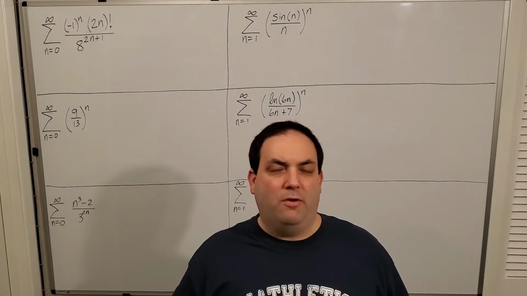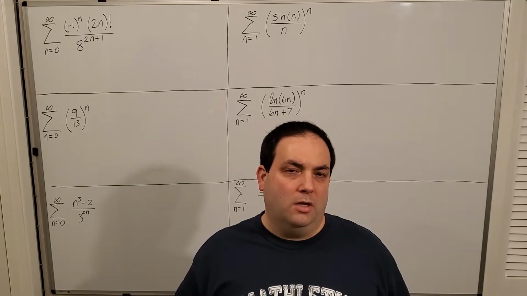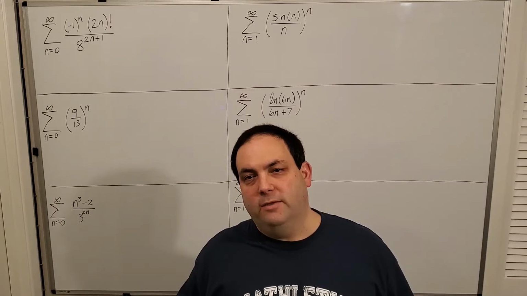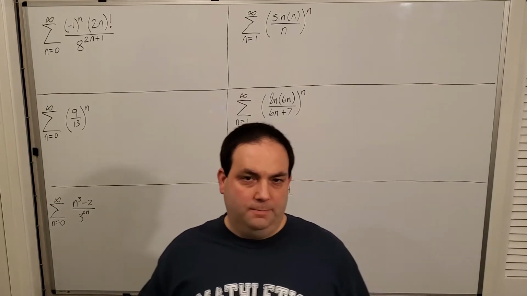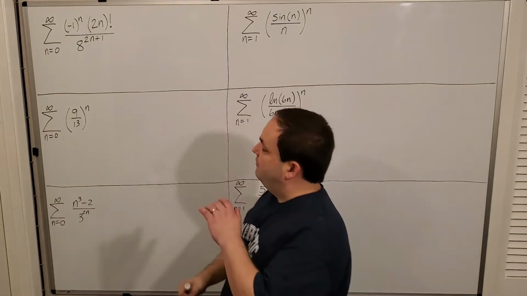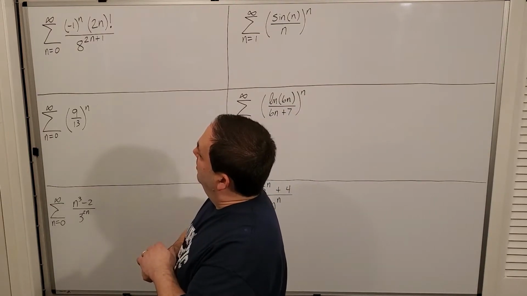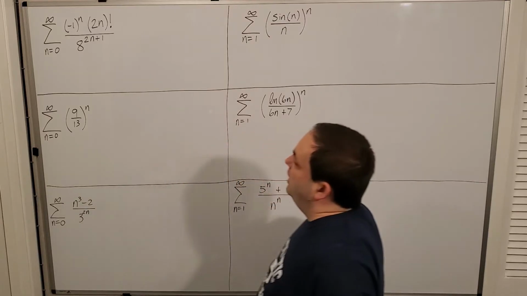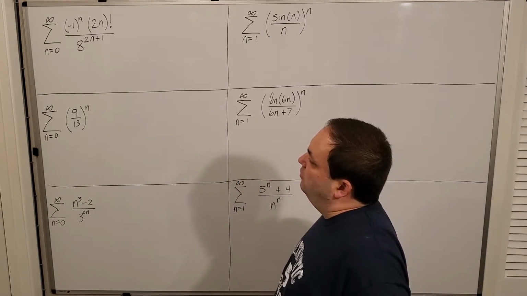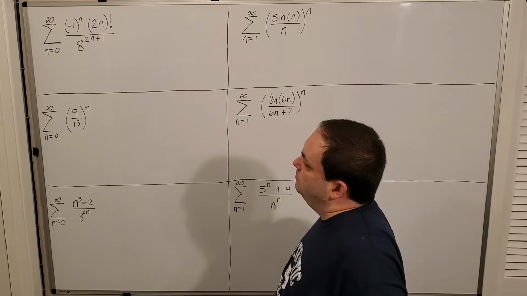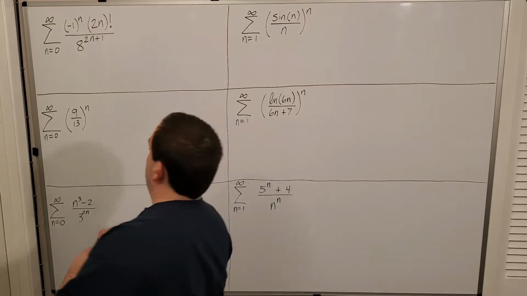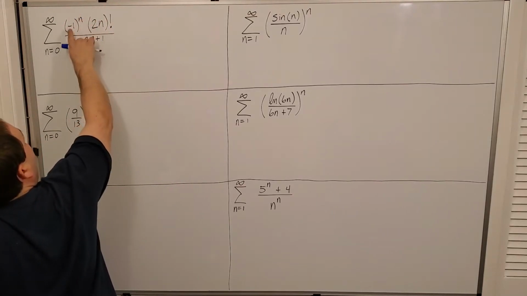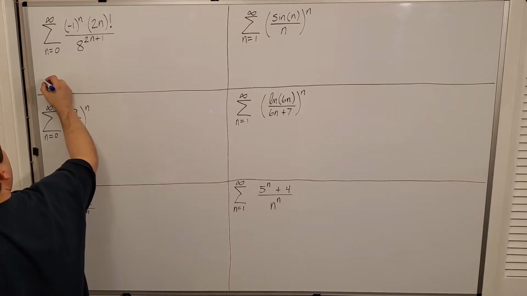So let's finish up our video with 6 good examples of the root test. And you can see that it's very similar in results to the ratio test. So I have the series from 0 to infinity of negative 1 to the n, 2n factorial over 8 to the 2n plus 1. To do the root test, I'm going to take the absolute value of this, which means the negative 1 is going to get dropped off.